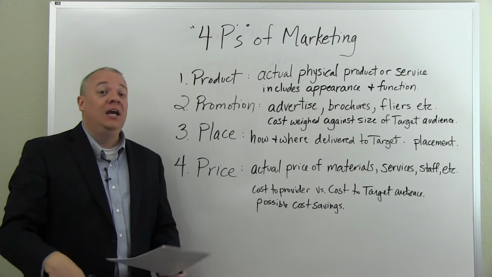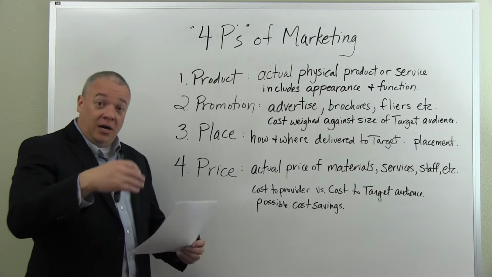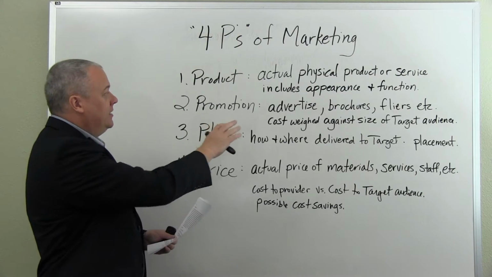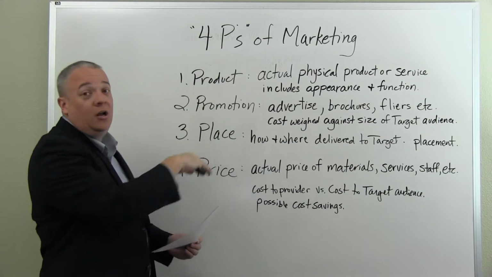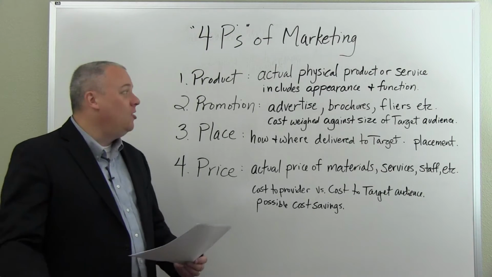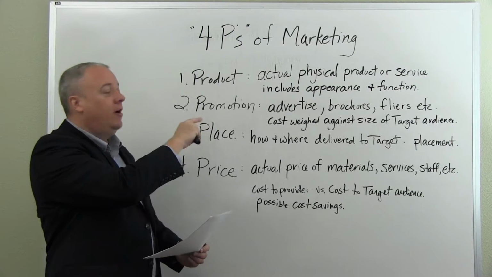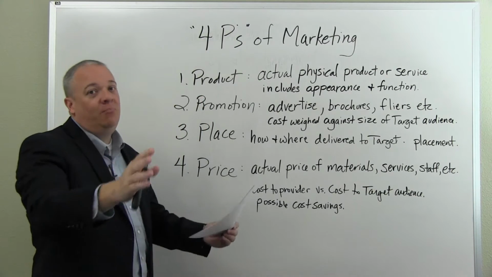So for instance, if we have a community of 100,000 people that we want to reach, we've got a large target audience, therefore it's okay to spend more on broader forms of advertising. Maybe we don't want to print 100,000 brochures, but we might want to spend more on TV and radio in order to reach that broader audience.